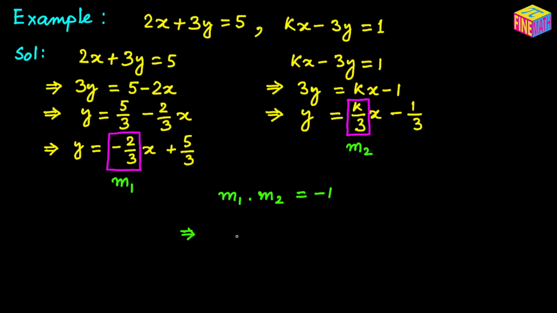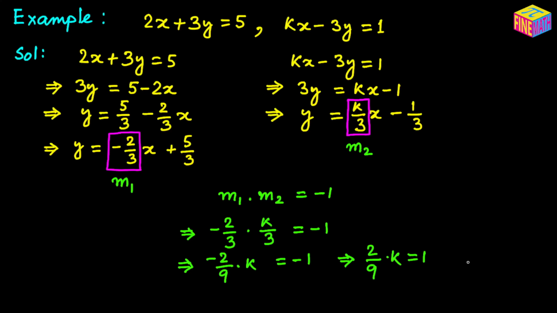What is m sub 1? That is -2/3. And what is m sub 2? That is k divided by 3, and all of that should be equal to -1. And then from here let's try to do some simplification. So this is actually -2 divided by 9 times k on the left hand side, and the right hand side is still -1. And if we multiply both sides by -1, then we are going to get 2 divided by 9 times k is equal to 1. And then from here we are going to get k equals 9 divided by 2, and that is the necessary value of k for which these two straight lines will be perpendicular with each other.